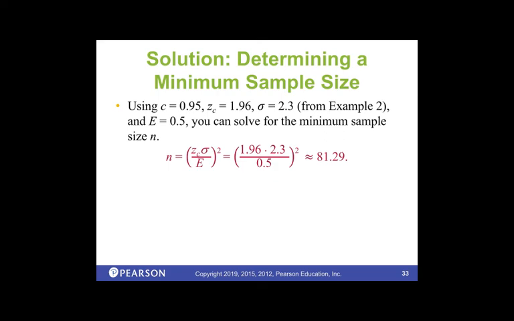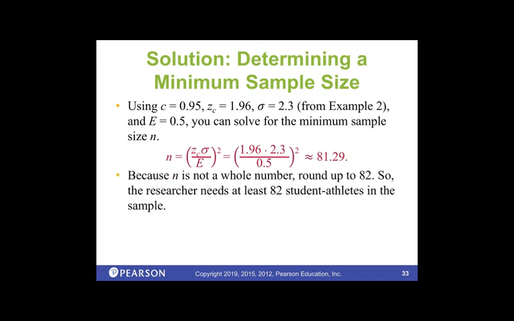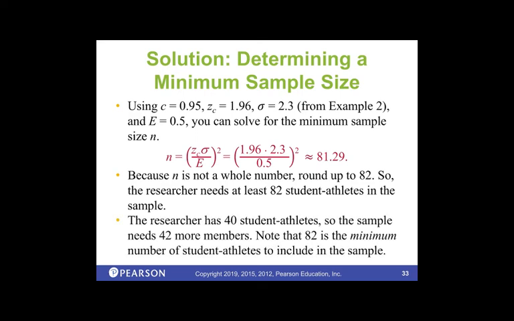So then we can solve for the minimum sample size, n. If we plug it into the formula, 1.96 times 2.3 divided by 0.5, squared, is 81.29. Then we round up to the next whole number, which is 82. So the researcher needs at least 82 students in order to satisfy these conditions. The researcher has 40, so the sample needs 42 more members. Note that 82 is the minimum number of student athletes needed in the sample to satisfy these conditions. Okay, that wasn't too terribly bad.